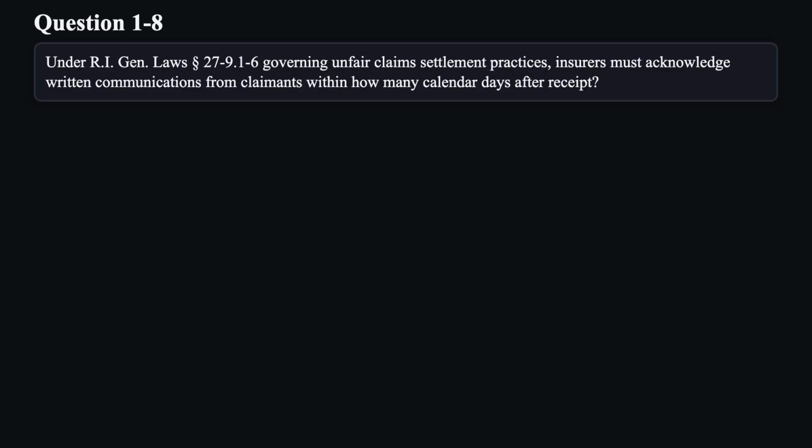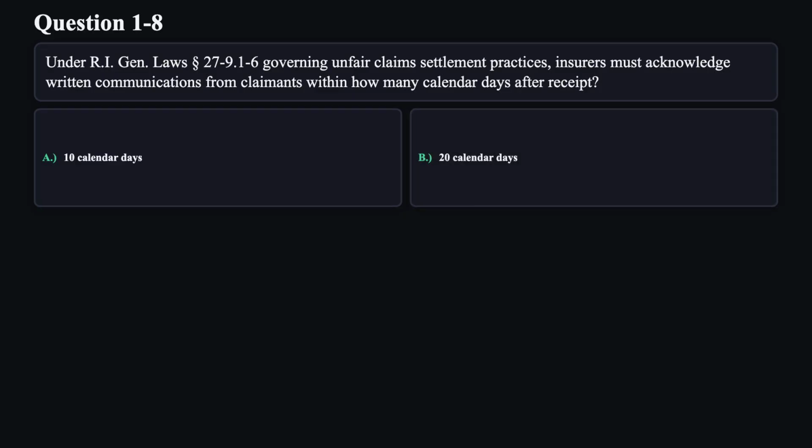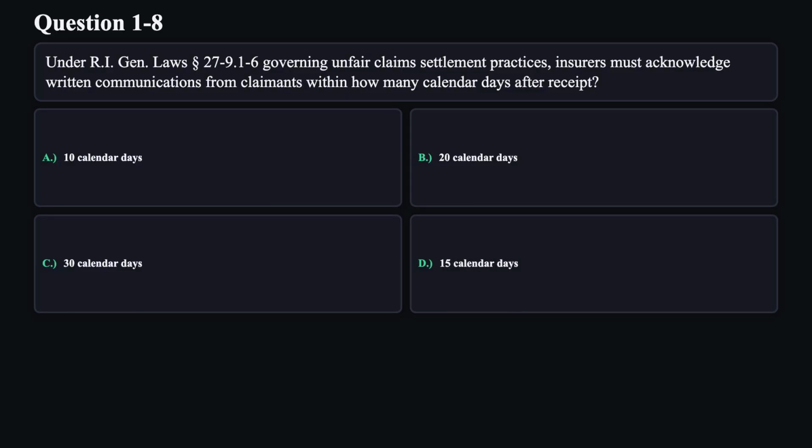Question 8. Under Rhode Island General Laws Section 27-9-6, governing unfair claims settlement practices, insurers must acknowledge written communications from claimants within how many calendar days after receipt? A. 10 calendar days. B. 20 calendar days. C. 30 calendar days. D. 15 calendar days.